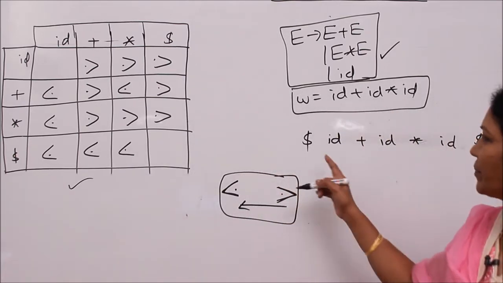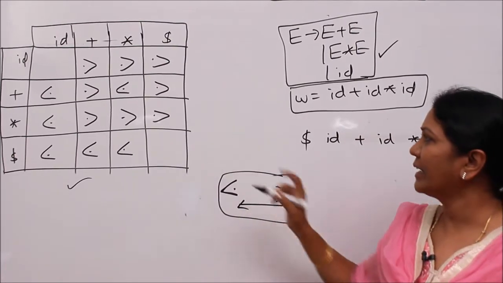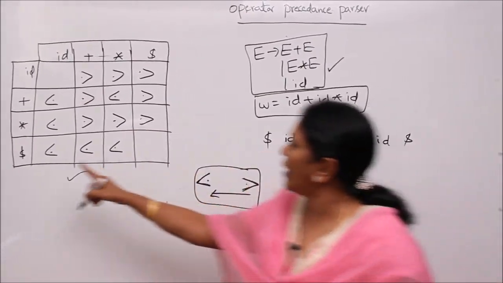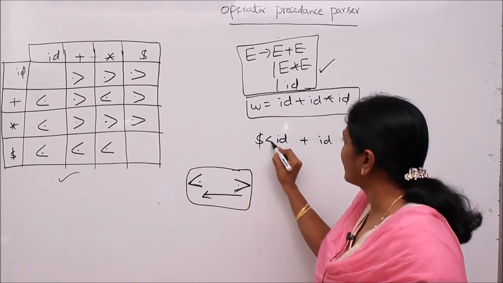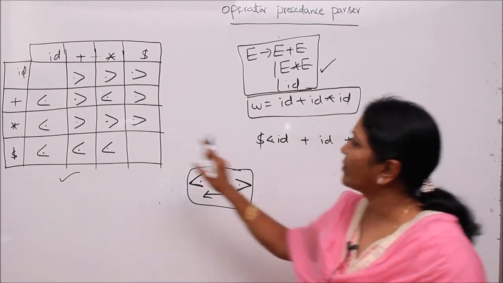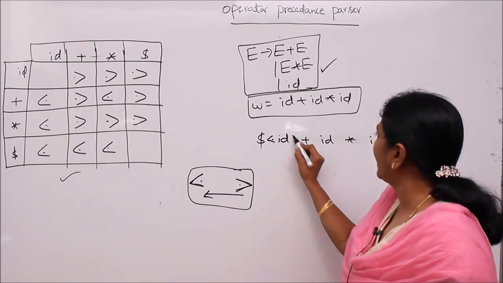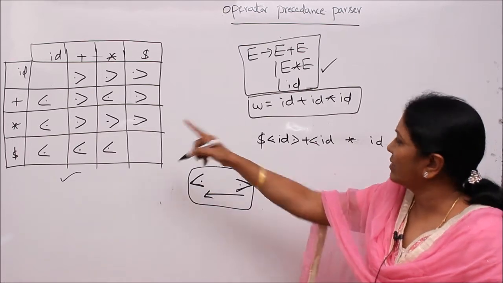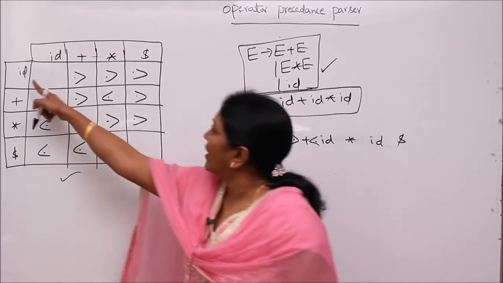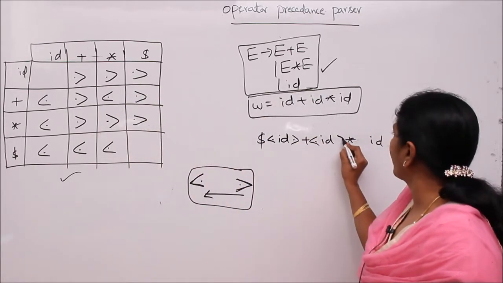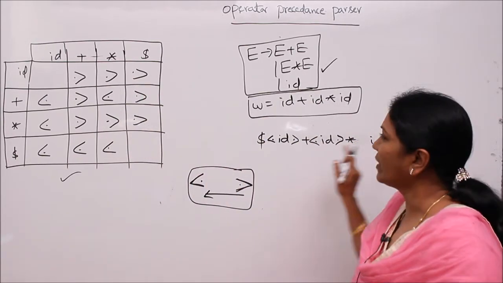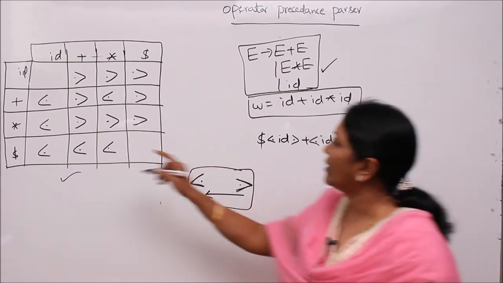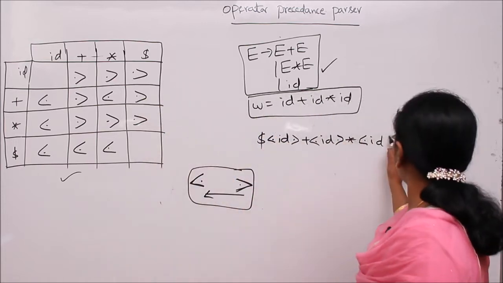Look at this example. Let us insert the precedence relations by taking this particular table. What is the relation between dollar and id? Dollar on id is less. id on plus is greater. Plus on id is less. id on star is greater. Star on id is less. id on dollar is greater.